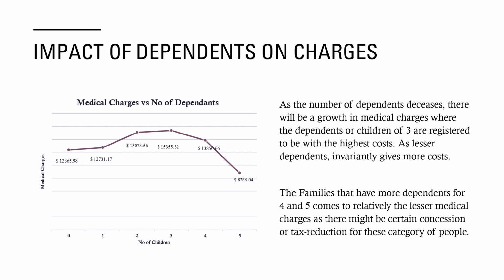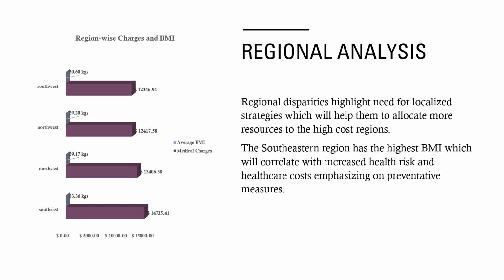Impact of dependents on charges. We know that the number of dependents actually decreases, and as the number of dependents decreases, there is a growth in the medical charges. Most of the dependents who are above 3 to 5 have a lesser cost than the people with 0 to 2, which needs to be addressed, because the higher the dependence, and lesser income but more intake of customers, the more it should help the medical institutions or hospitals to generate income.